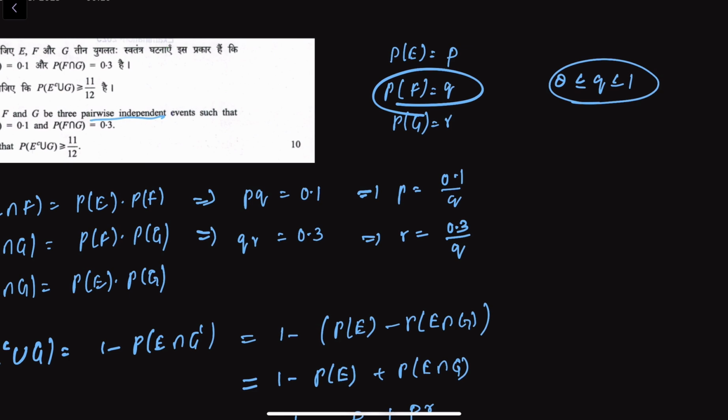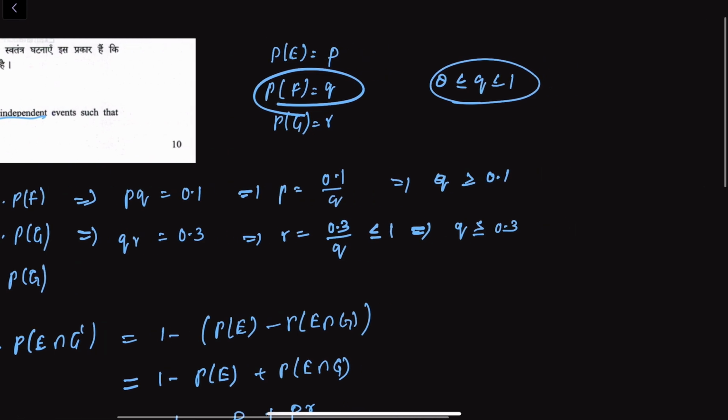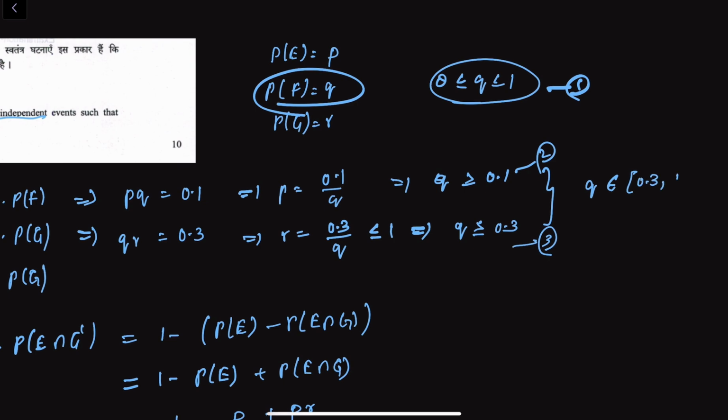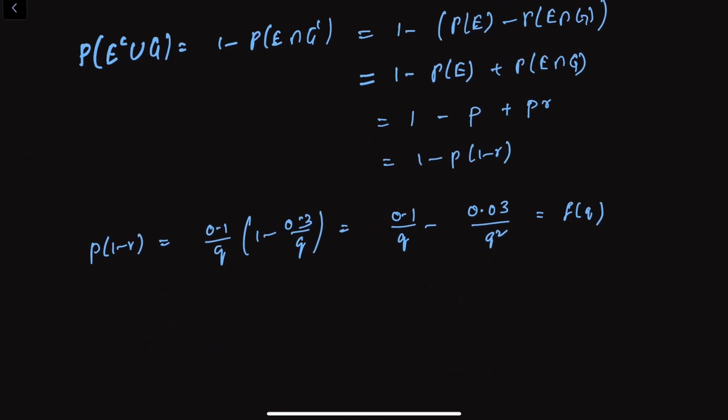The second thing is that R, the probability of G, is also less than or equal to 1, and P is less than or equal to 1. So that means Q is greater than or equal to 0.3 and Q is greater than or equal to 0.1. From these three conditions, we can say Q belongs to 0.3 to 1. That's the range of Q, and we need to optimize this function in that range.